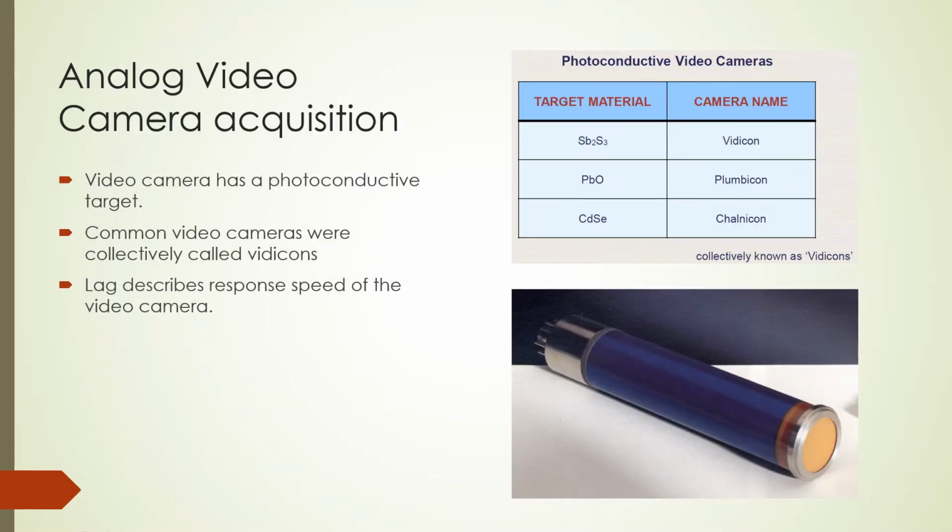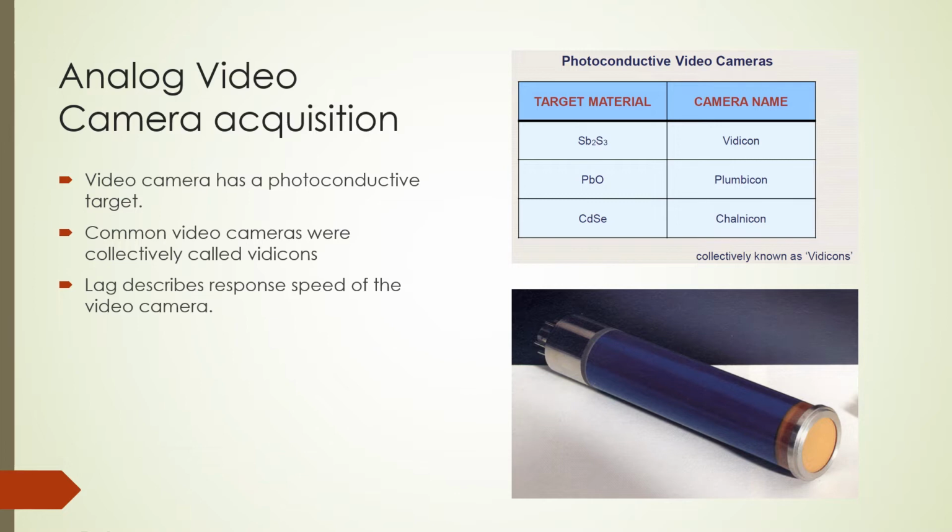The next part of the optical coupling system is the video camera. Video is important for real-time visualization of the image intensifier output image. A video camera is shown on this slide. In older imaging systems, a video camera captures the image at the output of the image intensifier and converts it to an analog electrical signal that conforms to a recognized video format. These video cameras were made of photoconductive target materials like antimony trisulfide, lead oxide, and cadmium selenide. They were collectively called vidicons.